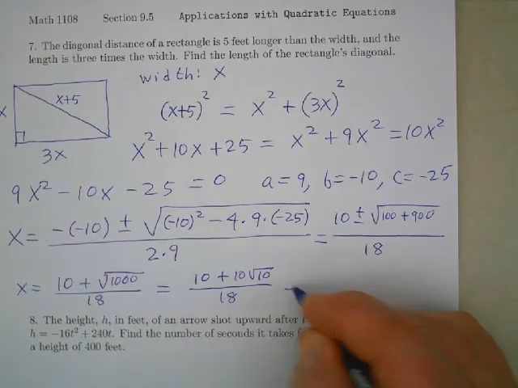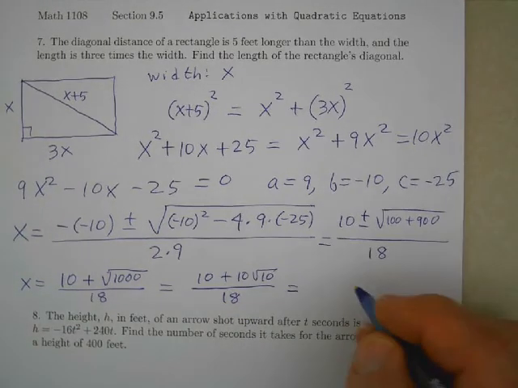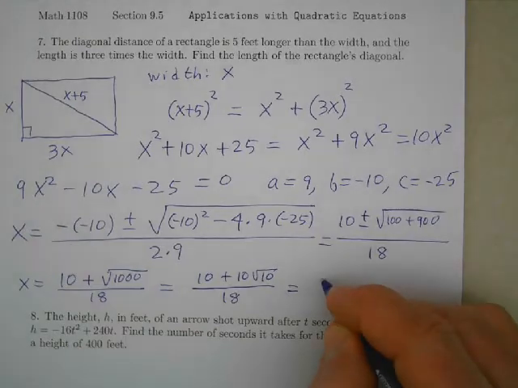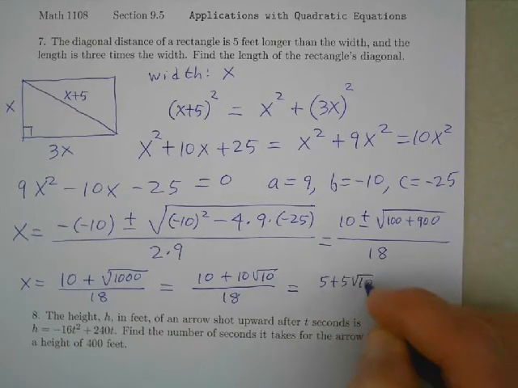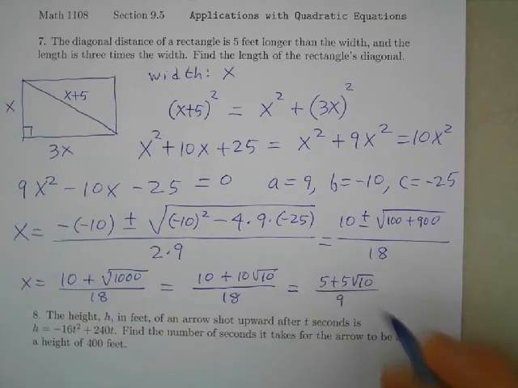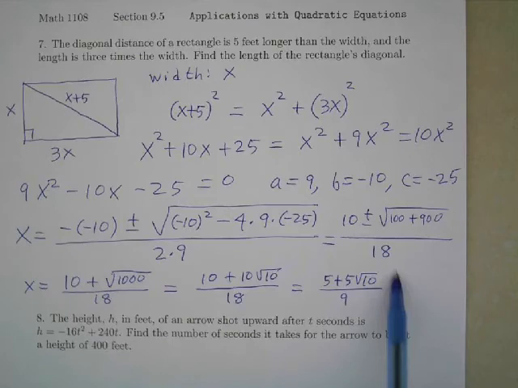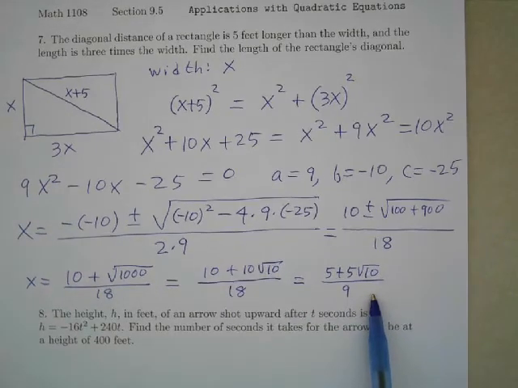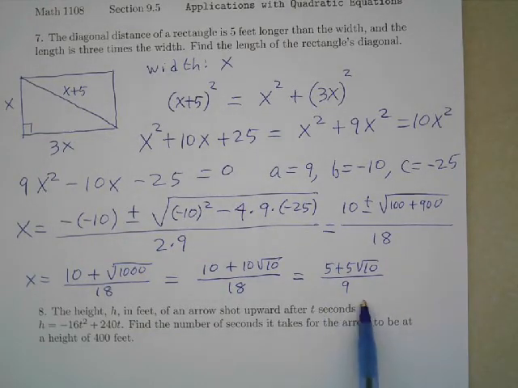And we can write this in simpler terms. Every term in the numerator and the denominator have 2 as a common factor. So when we cancel the common factor of 2, we just get 5 plus 5 times the square root of 10 in the numerator and 9 in the denominator. So you can convert this to a decimal number and round it to however many number of decimal places you want. But for now, I'll just leave it in this form.